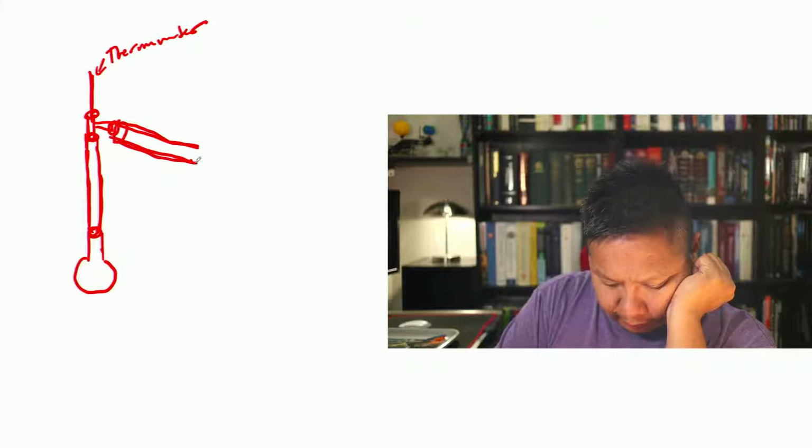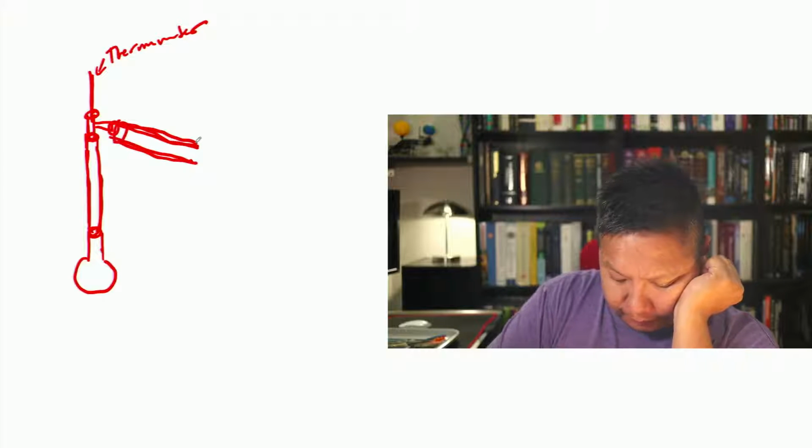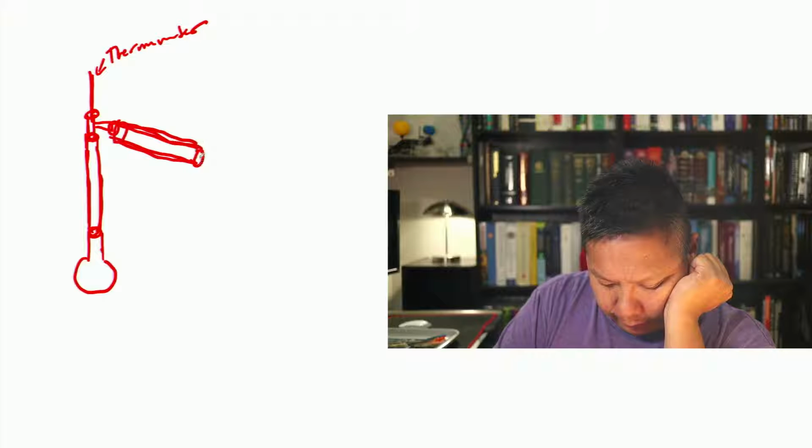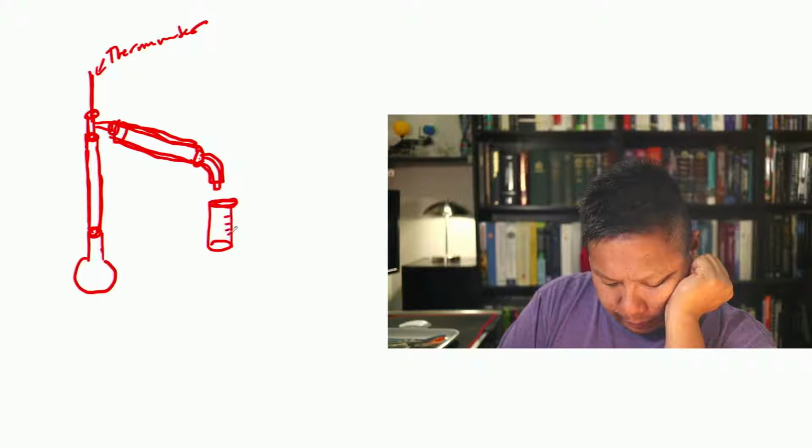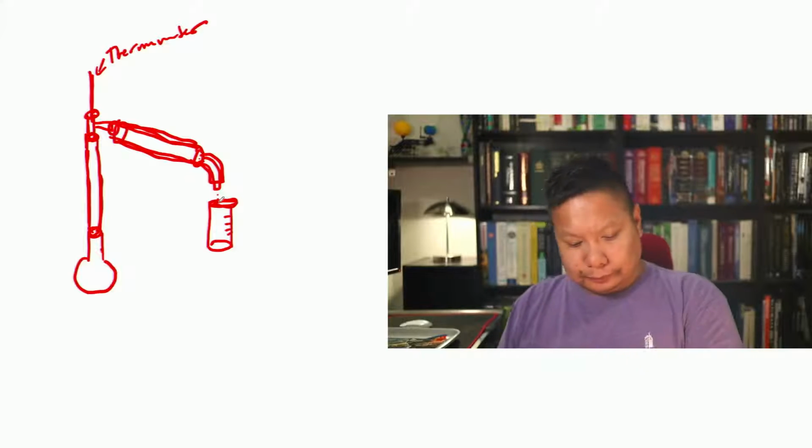And it's kind of double layered. So is the fractionating column. And that comes out to another little joint down here. And then over here you can have just a beaker or a graduated cylinder to collect things that come off. Drip, drip, drip, drip.